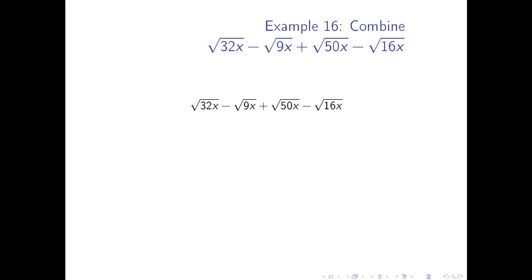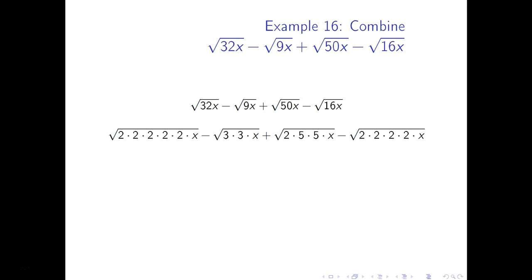Welcome back. As you did that, you may have seen that 32 is 2 times 2 times 2 times 2 times 2, five 2s in x. 9 is 3 times 3. 50 is 5 times 5 times 2. And 16 is four 2s. Well, remember, we're looking for pairs. So for this first one, I'm looking for pairs. I'm going to get 2 pairs of 2, which is going to give me 4. And leftover is going to be 2x.